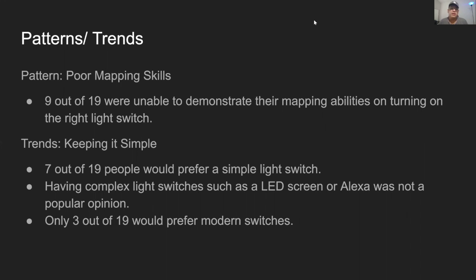For patterns and trends, a pattern that we discovered from our data was that 9 out of 19 people were unable to demonstrate their mapping abilities on turning on the right light switch to the correct light. So for this experiment, we basically asked the people we were interviewing to turn on the right light switch for the correct light located in their kitchen or living room. So almost half of the people were unable to complete this task, and so we realized that this was a common slip happening in our project.